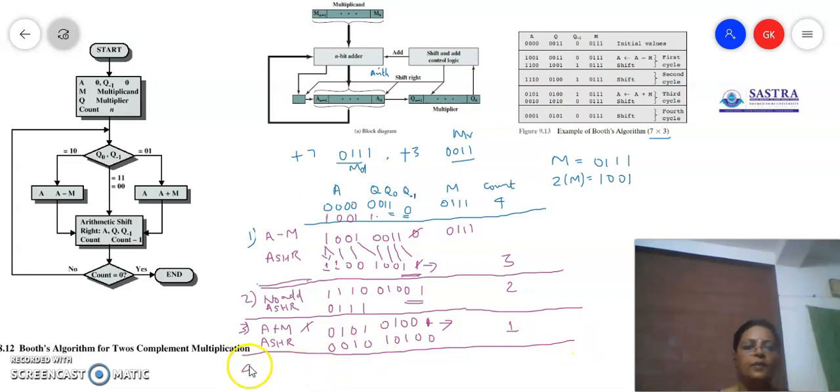Now again I have to repeat, because the count is not 0. So repeat, and again you have to examine Q0 and Q-1. So you have to examine these two bits. It is 0 0. If it is 0 0, don't do any addition. So here you are not going to do any addition. So simply no add. No add means you can write the number as such. So whatever we have, 0 0 1 0, then 1 0 1 0, then we have 0 here.